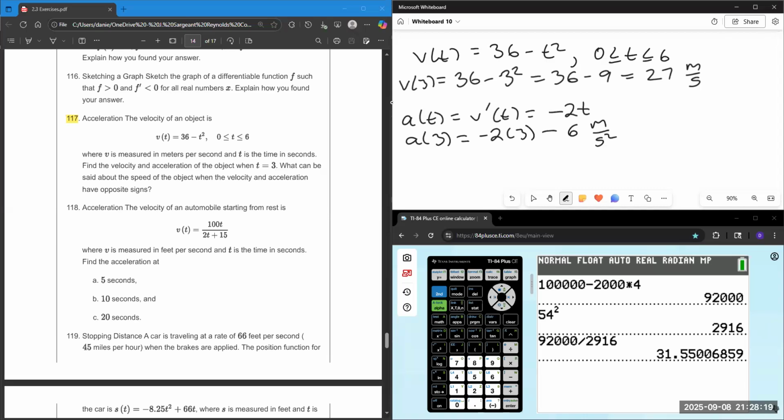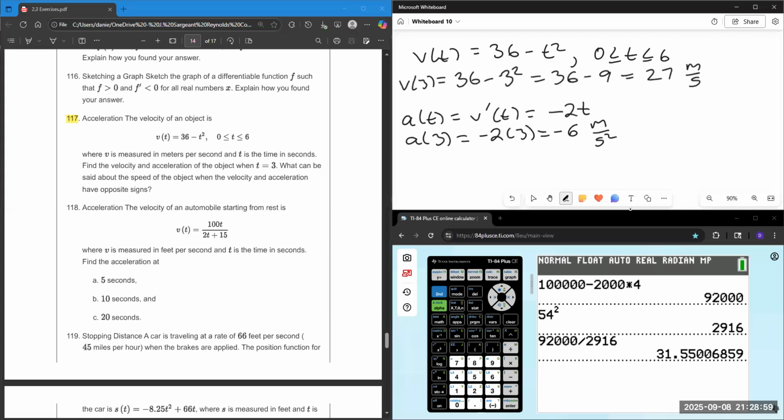We have opposite signs here: velocity is positive and acceleration is negative. So what does that tell me? That tells me that I'm moving probably forward, or to the right, in a positive orientation for my direction of travel, but I'm decelerating. So the next moment in time, I'll be going slower than 27 meters per second. So I'm moving forward, but I'm decelerating. That's what happens with opposite signs.